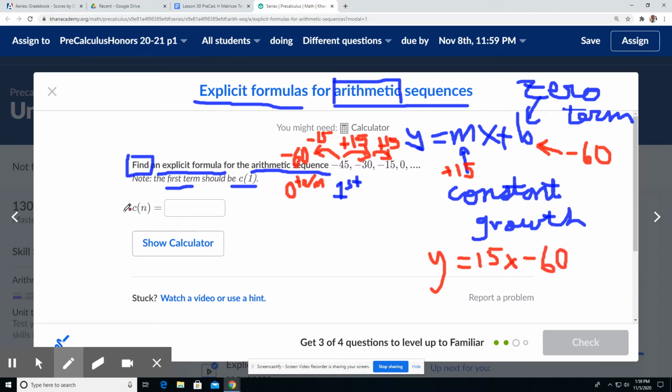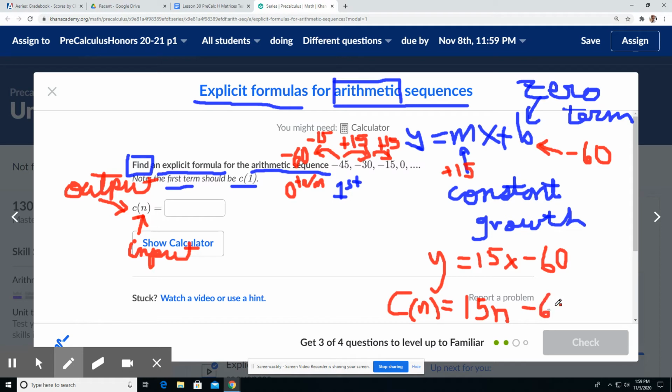And we're using their notation. Their notation is C sub n. So n is your input, that's what's going in, and then C is the output. So when I write it out, it's going to be C sub n equals 15. Now we don't use an x. What do we use? We use the n variable, minus 60. Now what that does is it'll give us any term at any point.